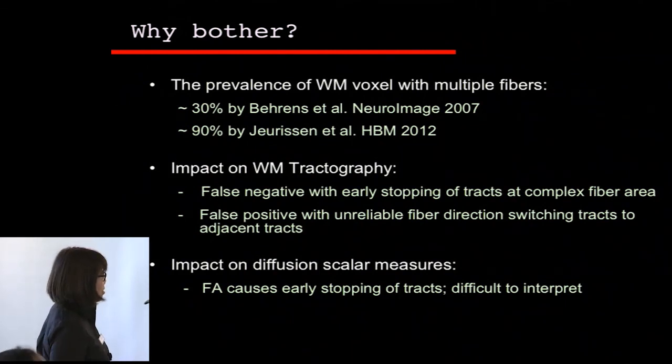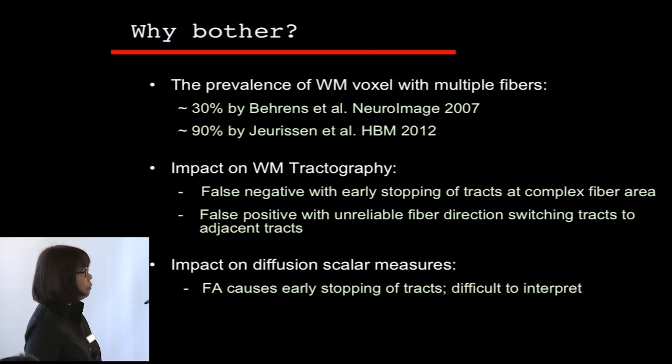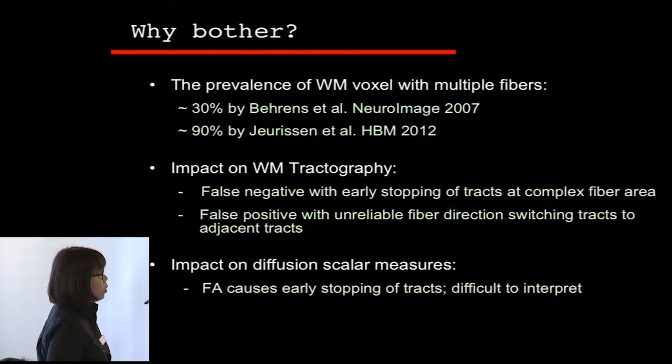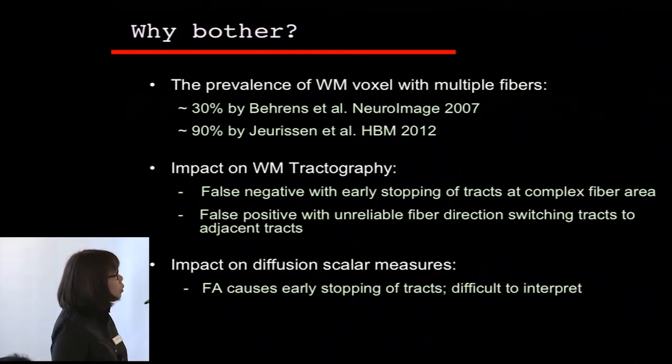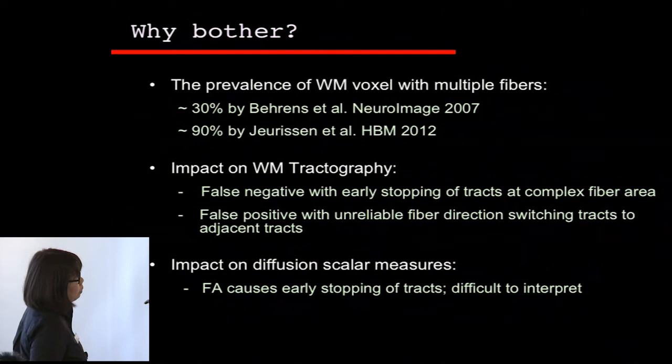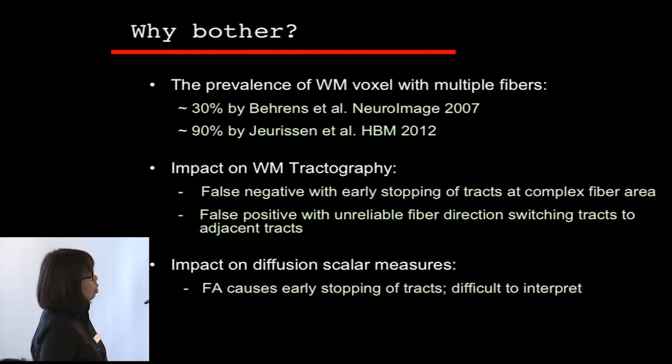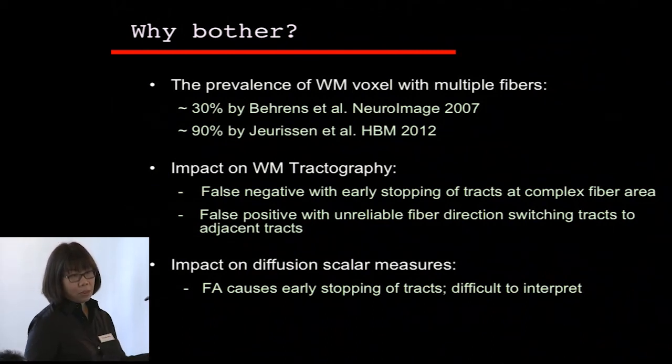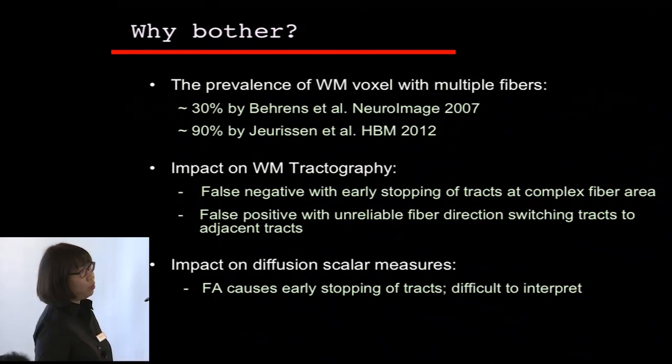In 2007, people reported a 30% prevalence of white matter voxels with more than one fiber. This year, there's a paper published reporting probably 90% using the constrained spherical deconvolution method. The multiple fiber directions will have impacts on white matter tractography. It will cause false negatives with early stopping of tracks at these complex areas. Also, it could cause false positives with unreliable fiber direction. You could switch your fiber direction to a wrong direction and create a false fiber track.